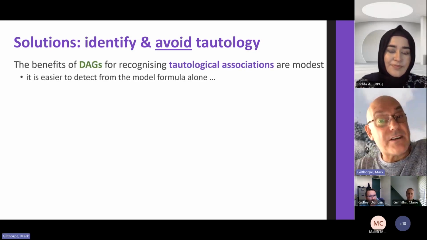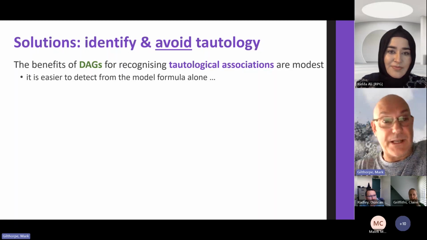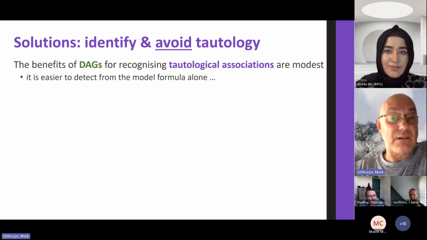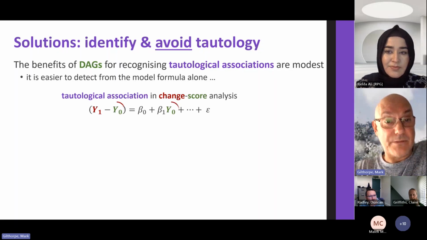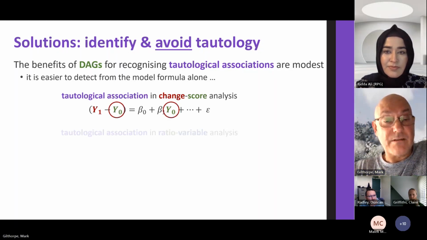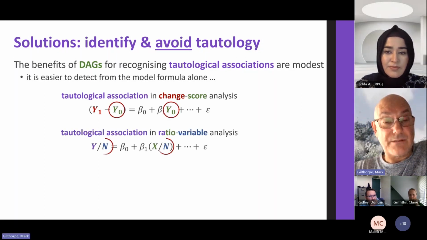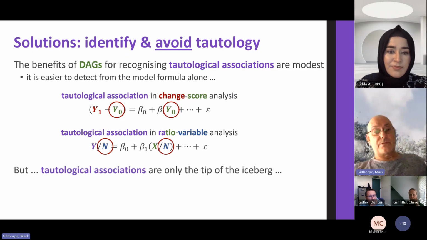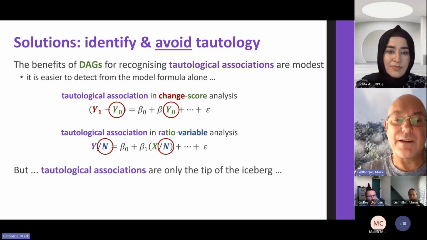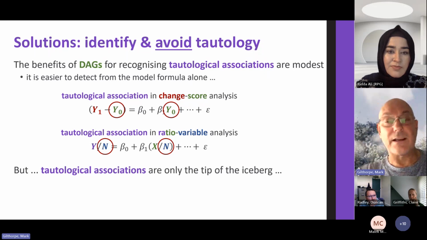Now, arguably, DAGs aren't essential for that. When it's tautological, it's usually quite straightforward to look at the formula alone. So you can see that in both change and in ratios, you've got common variables on both sides, and this is what creates the problem. But tautological associations are only the tip of the iceberg. They're easier to see. Having said that, they're still heavily overlooked. There's a hell of a lot of problems in the literature where they occur, and they shouldn't, because people don't think carefully about these things.